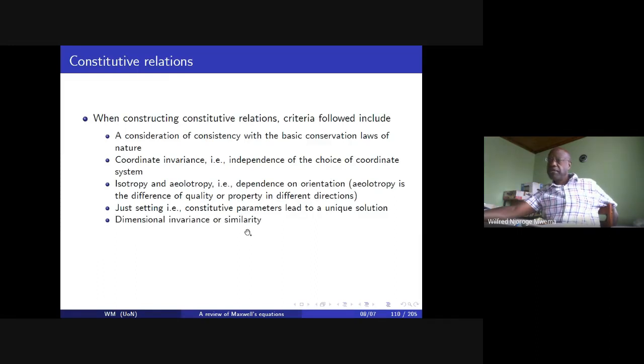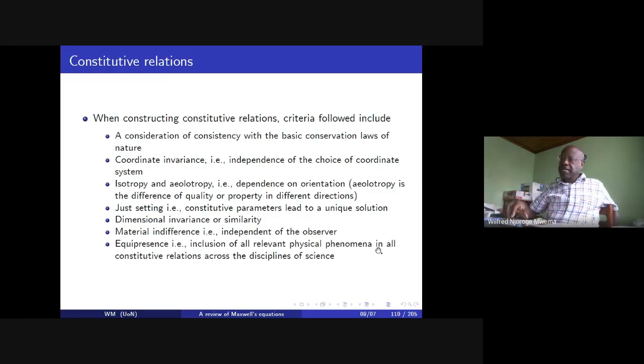It should also be dimensionally invariant, that is, have similarity, and also material indifference, that is, it should not depend on who is doing the observation. It should be the same whether you observe it elsewhere by another person or if it's measured by a different kind of mode.